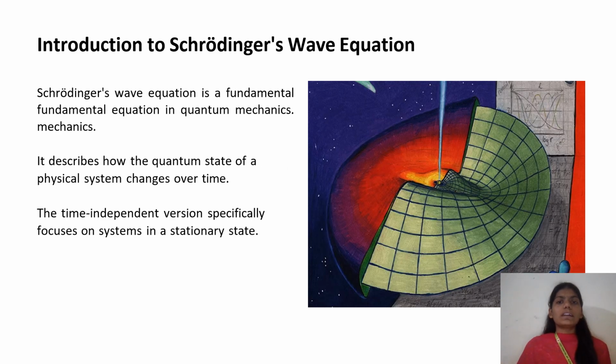Introduction to Schrödinger's wave equation. Schrödinger's wave equation is a fundamental equation in quantum mechanics. It describes how the quantum state of a physical system changes over time.